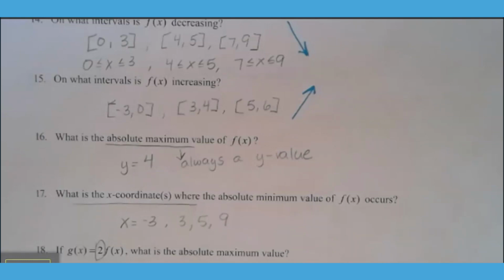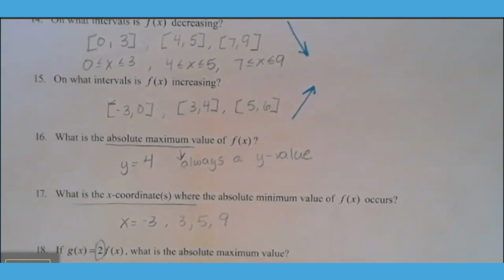Question 16 is asking your students, what is the absolute maximum? The absolute maximum or minimums are always y values. So for our f of x function, that absolute maximum y value is 4. Where that occurs is what 17 is asking us. So how many times do we have an f of x or y value of 4, and where does that happen? Well, that happens when x is -3, 3, 5, and 9.